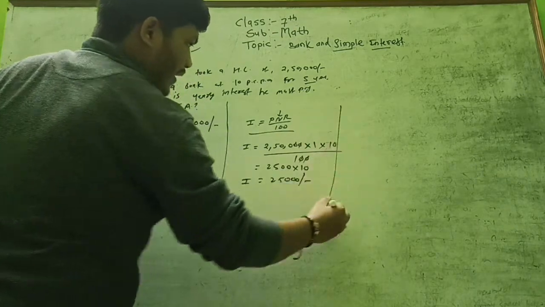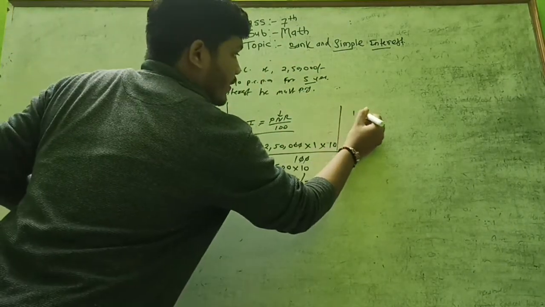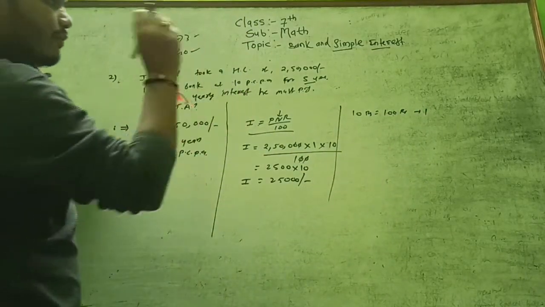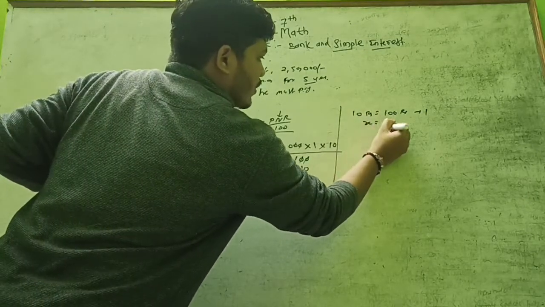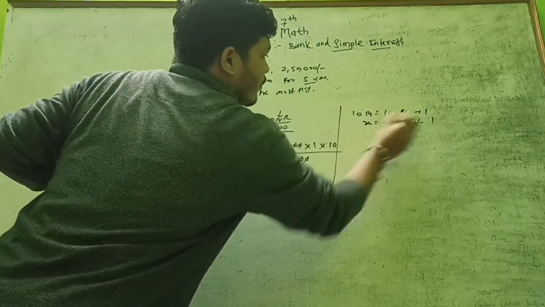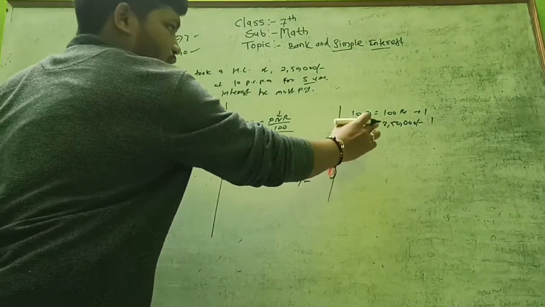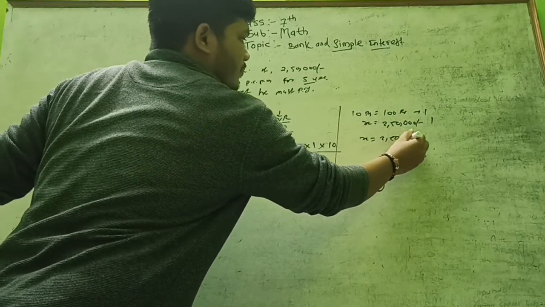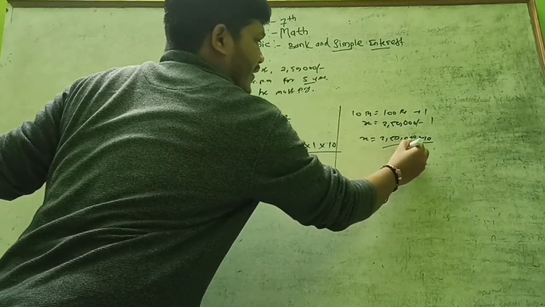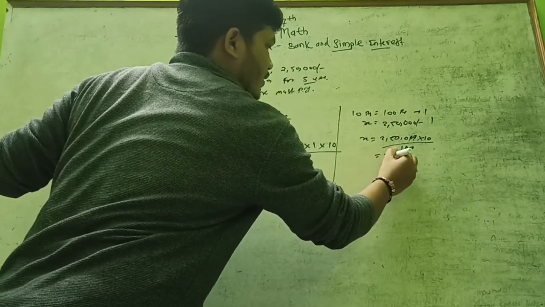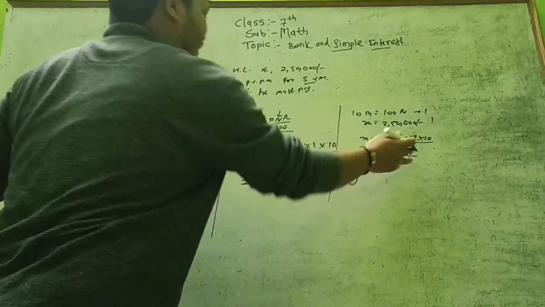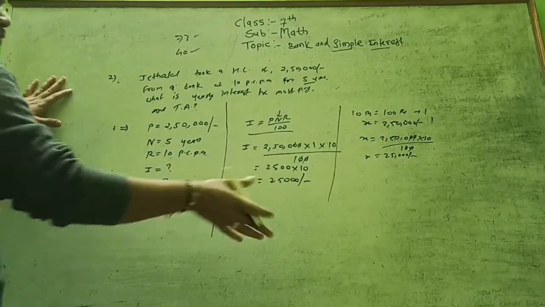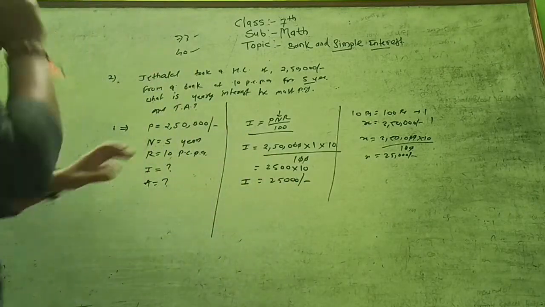Also, we can solve this by our previous method. 10 rupees for 100 rupees for the 1 year. Then how many rupees for 2,50,000 rupees for the 1 year? We have solved it in this way. So x is nothing but 2,50,000 multiplied by 10 divided by 100, which is nothing but 25,000. In this way also we can simply find the interest for the 1 year. So by both methods we get the interest of 25,000 rupees for the 1 year.